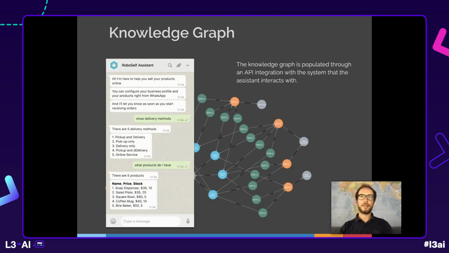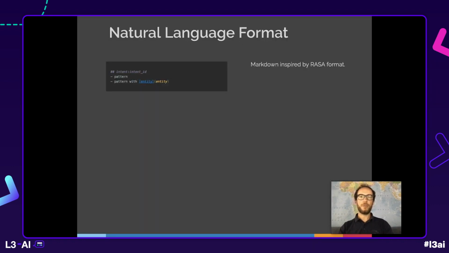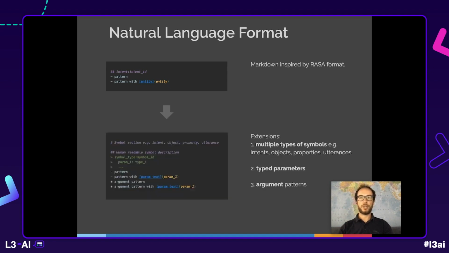This will enable us to highlight some key features of using object-oriented conversational AI. But just before we do that, let's look at the format we'll use to describe the natural language part. It's a Markdown format inspired by Rasa, but with 3 extensions. First, we use it for multiple types of symbols, like intents, objects, properties, or utterances. We support type parameters and argument patterns. What are argument patterns, you might ask? Well, when interpreting natural language input, our NLU engine will use exactly one pattern and 0 or more argument patterns. It can be a bit confusing at first, so let's see it in action.